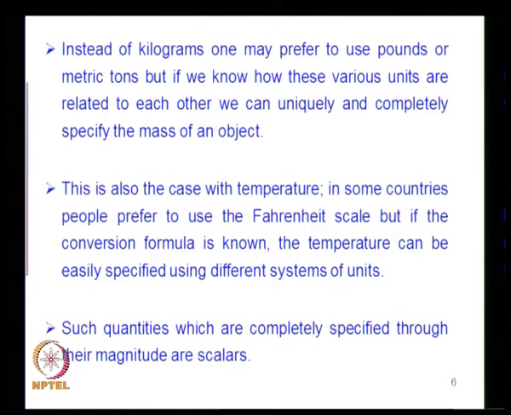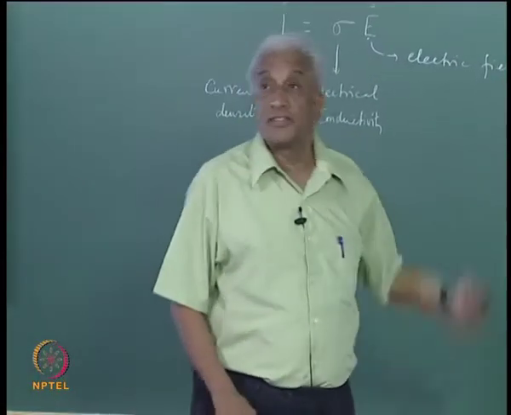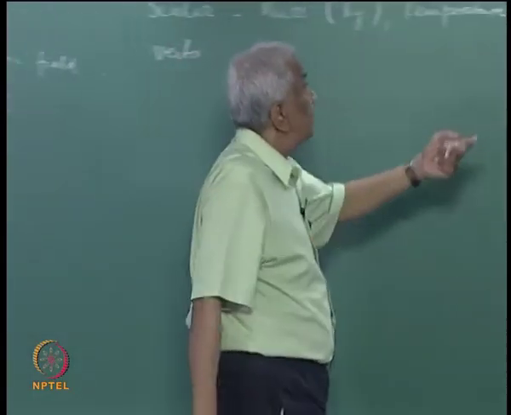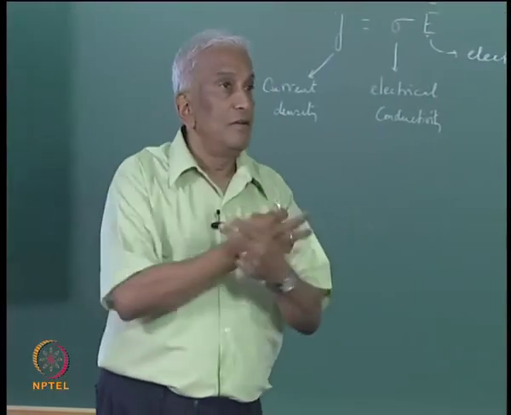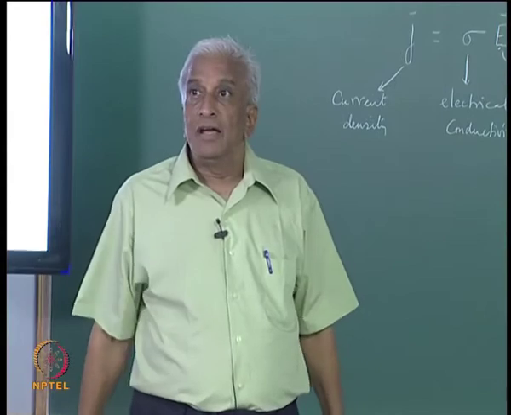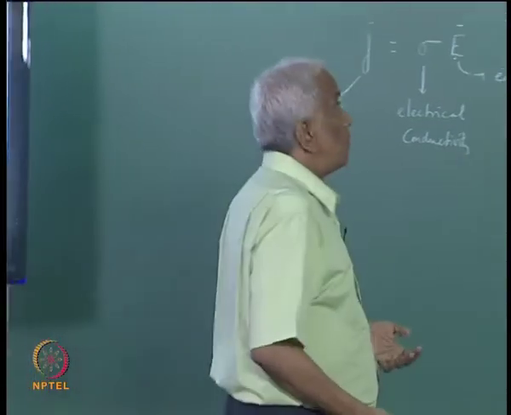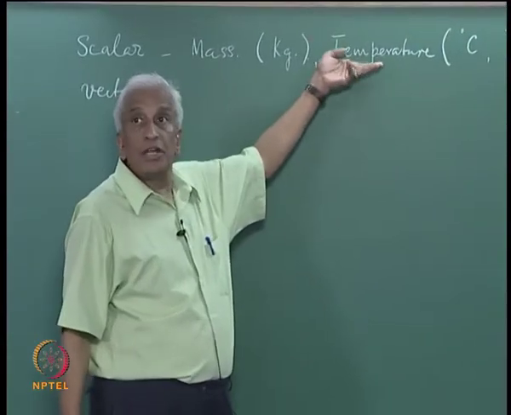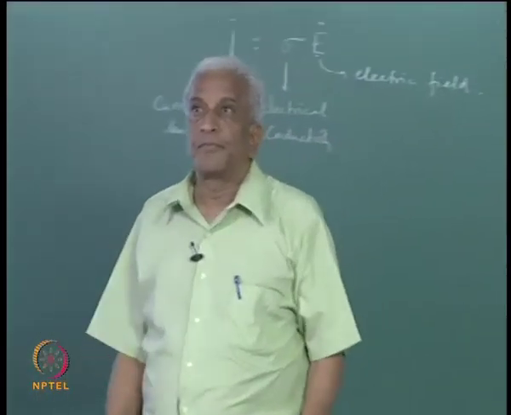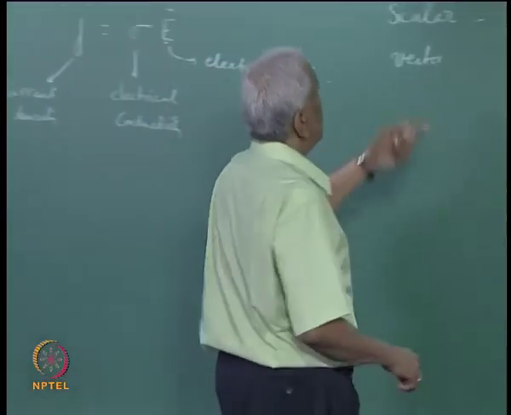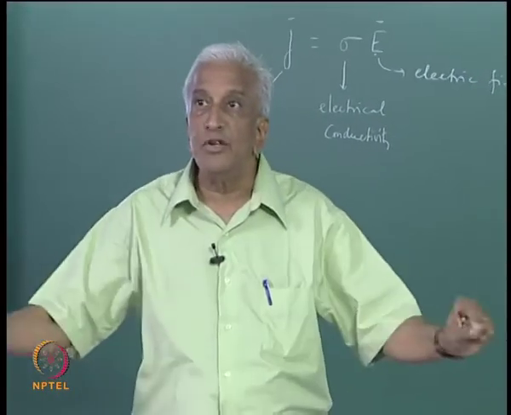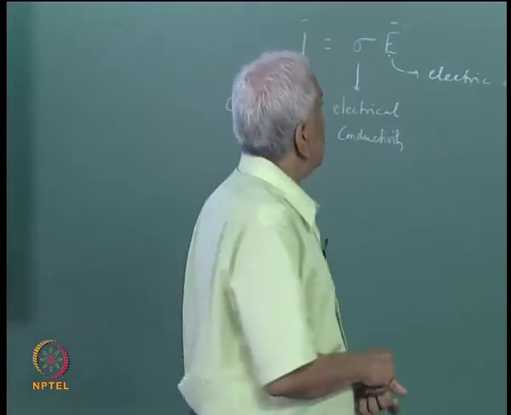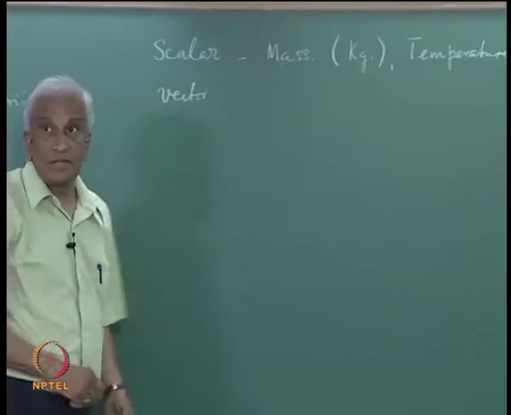This is also the case with the temperature. We may specify the temperature in degree Celsius or in the Fahrenheit scale or in the thermodynamic absolute Kelvin scale. But as long as we know how these different values are related to each other, there is no ambiguity regarding what the temperature of a given object is. So, such quantities like the mass and the temperature are completely specified once their magnitudes are given. Such quantities are examples of scalar quantities.